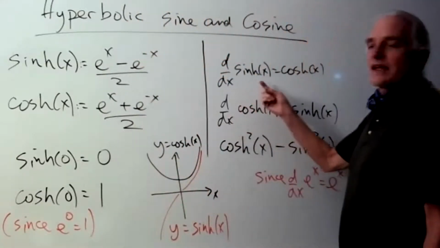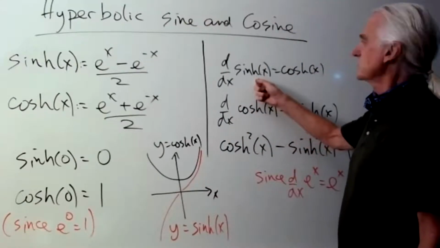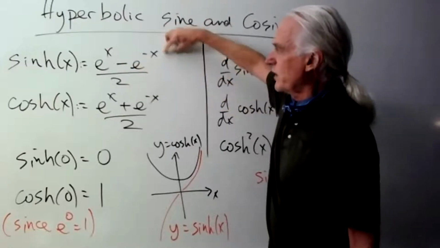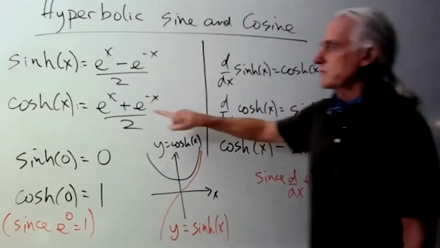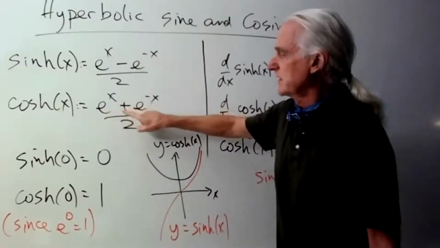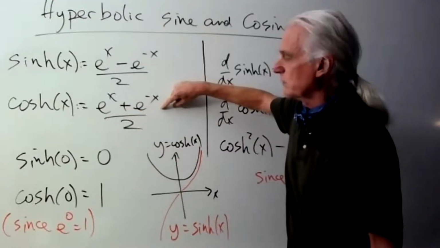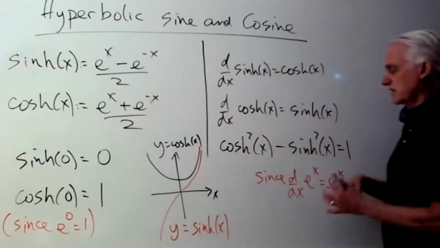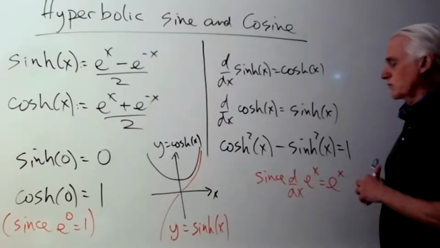So now think about the derivatives. The derivative of sinh of x is e to the x minus e to the minus x times negative 1 from the chain rule. I get cosh. And the derivative of cosh is e to the x plus e to the minus x times negative 1 from the chain rule. So the derivative of cosh is sinh. You notice there's no minus signs, right? Cool.